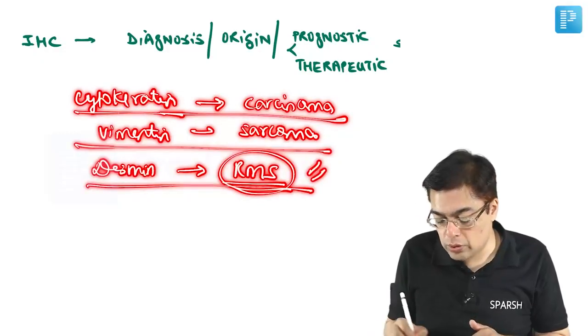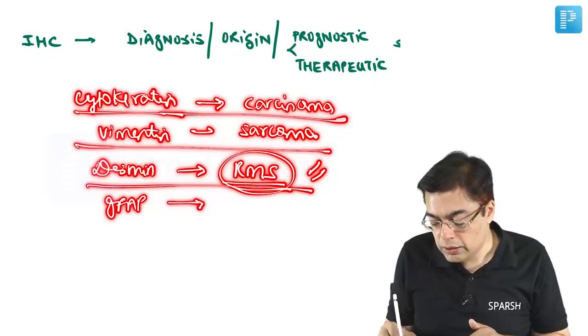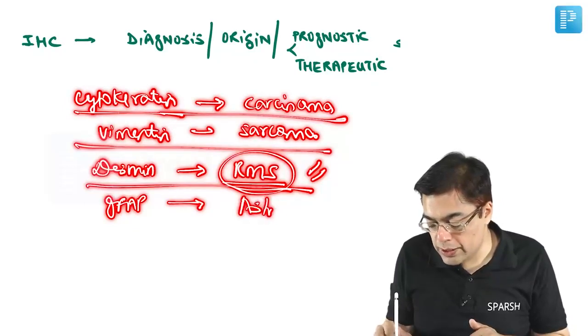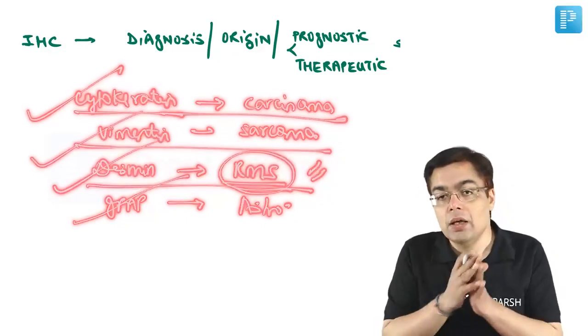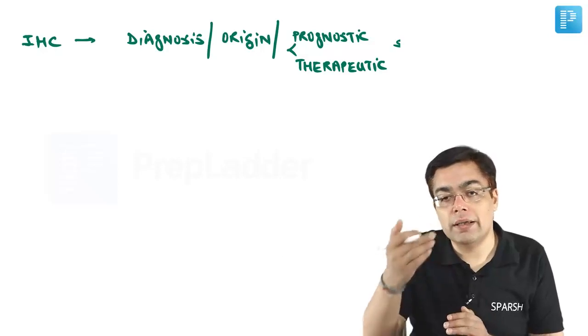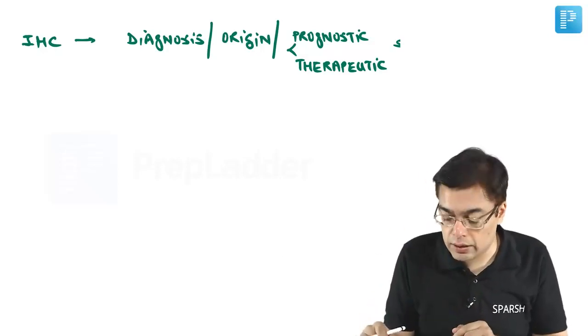And of course we can be talking about certain other factors, say for example glial fibrillary acidic protein, that is going to be associated with a tumor like an astrocytoma or a CNS tumor. So cytokeratin, vimentin, desmin, GFAP, they all can be useful for tentatively talking about the nature of the tumor which you are going to be examining under the slide.